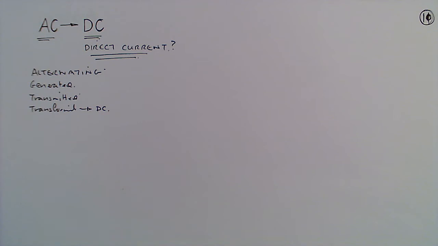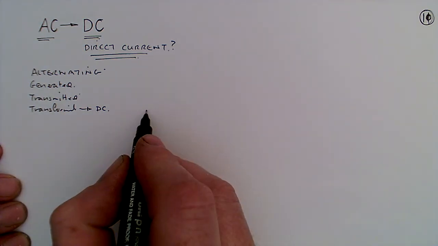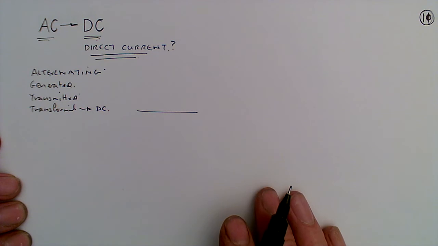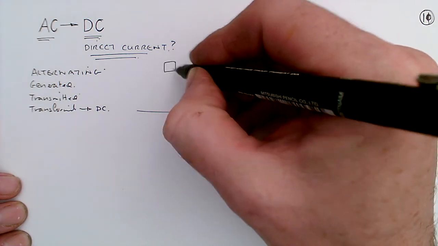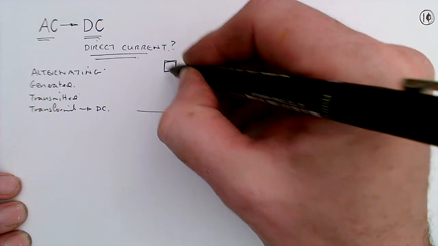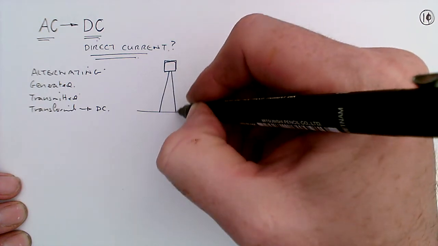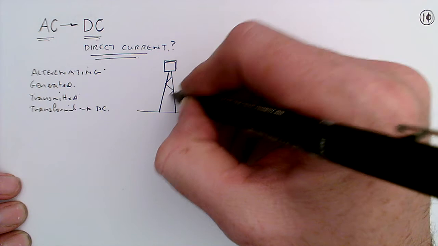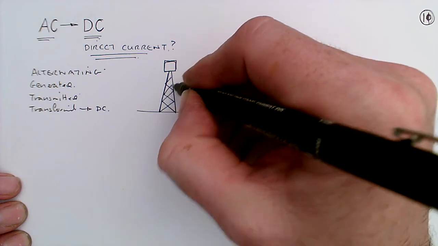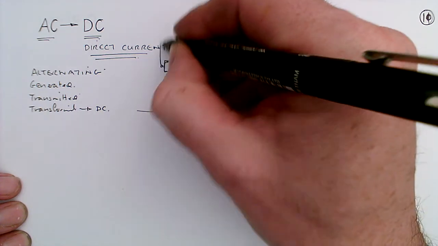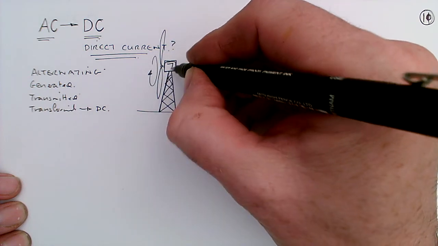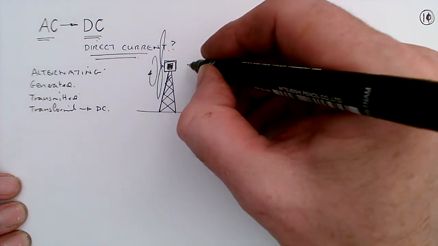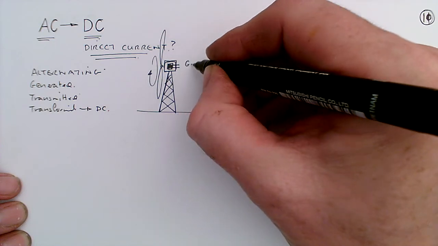Where does alternating current come from? Well, we need some sort of power generator. It could be a steam turbine, it could be a solar panel, and in this case I'm going to do a wind turbine. So I've got a wind turbine here, and that's going to rotate, and effectively what we've got in here is some form of generator.